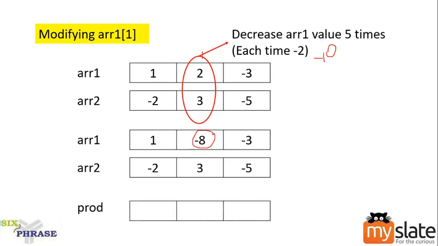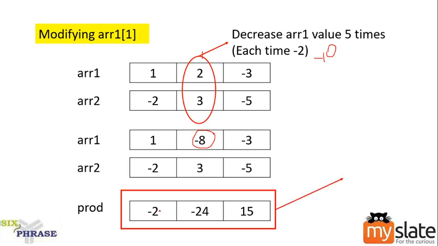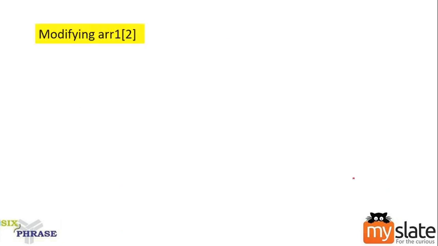Product will be 1 into minus 2 is minus 2, minus 8 into 3 is minus 24, minus 3 into minus 5 is plus 15. So I have the product values, add all the product values, you'll get the answer as minus 11. So last time the sum was minus 1. From minus 1 it has changed to minus 11. So the value is decreasing. But is this the least possible value? We don't know that yet. So move on to the next index.